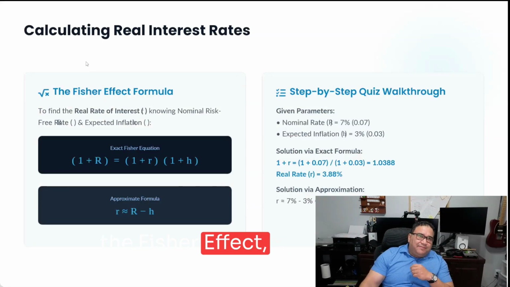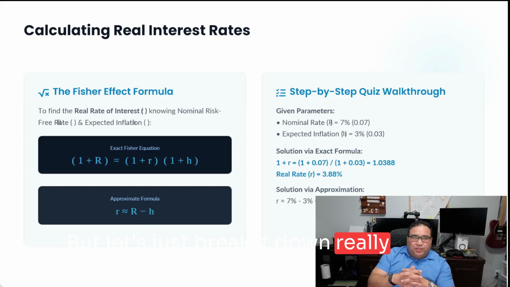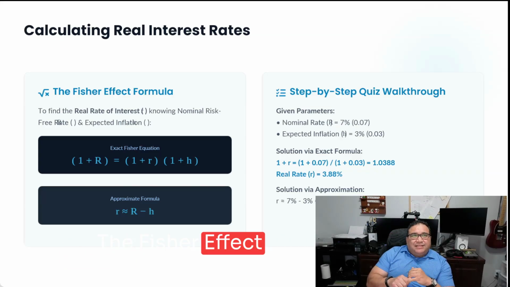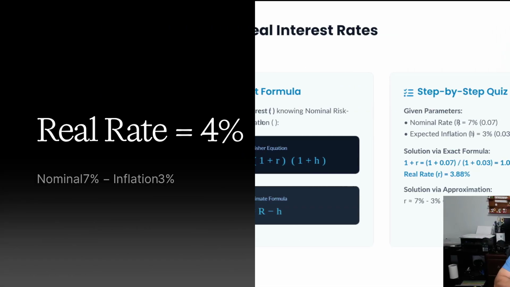The Fisher effect, I know there's a lot to go by here, but let's just break it down really easy. The Fisher effect is saying what is the nominal interest rate and what is the real interest rate. What we're trying to calculate is the real interest rate. The nominal interest rate is the rate that you purchased that bond at, the coupon rate. So the coupon rate would be the nominal interest rate, say it's 6%, 8%, whatever it is.